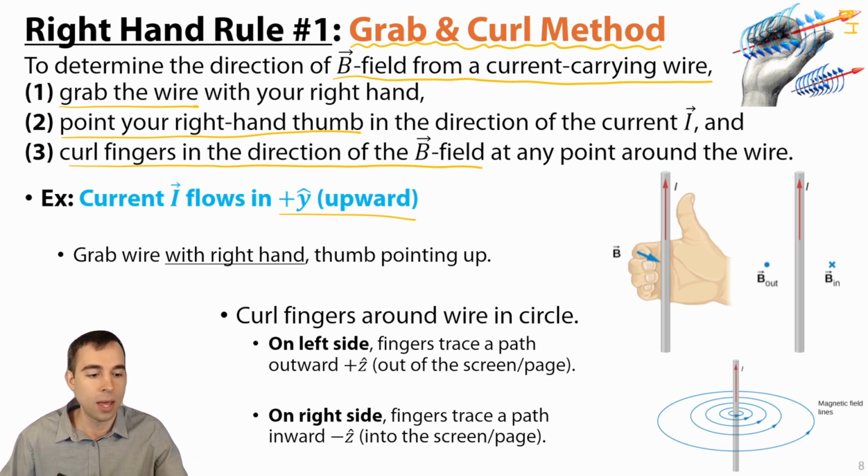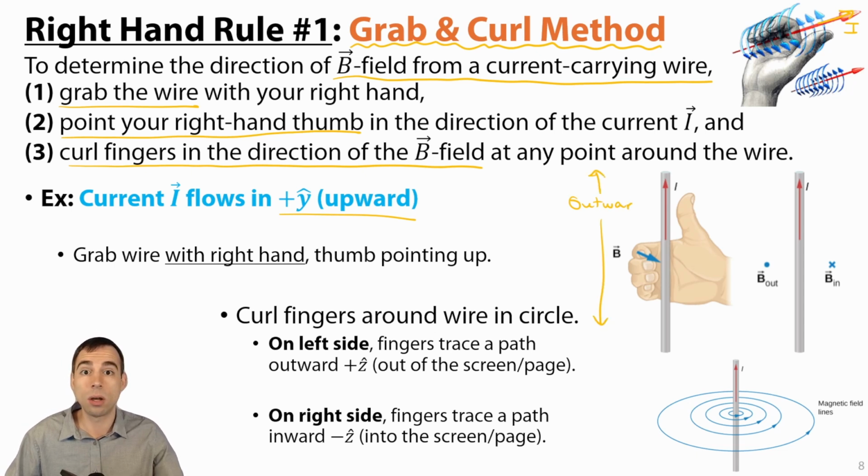So let's consider it as this wire right here. We'll grab it with our right hand, and you will see that our fingers are pointed outward everywhere on the left side of this wire, and that our fingers will curl inward everywhere on the right side of this wire. So that means that the magnetic field can be drawn on the left side of the wire as a circle with a dot in it.